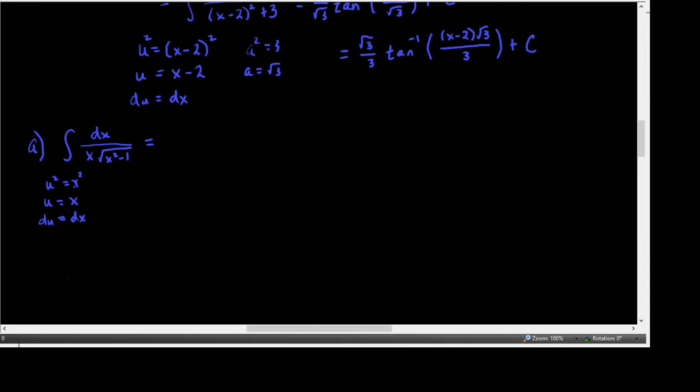And so this one should be, oops, I forgot to identify a. A squared is 1, which means that a is 1. So this is going to be 1 over a, so 1 over 1, arcsecant, or in other words, secant inverse of the absolute value of u, which is x, over a, which is 1, plus c. And of course you would want to simplify that. That's simply secant inverse of the absolute value of x plus c.